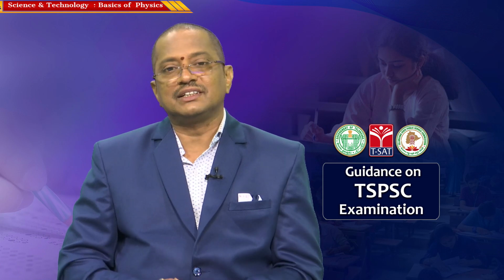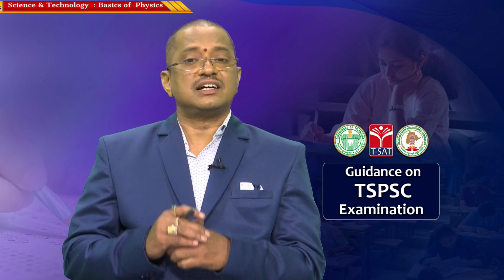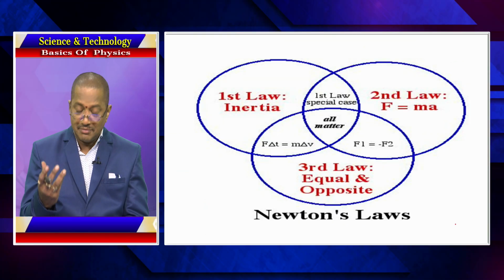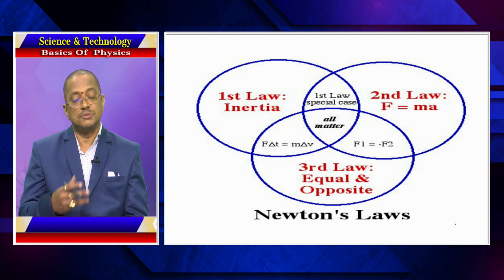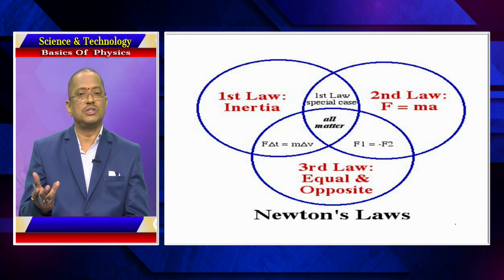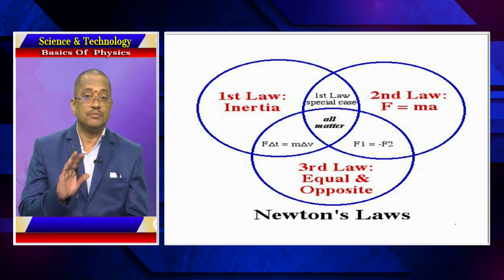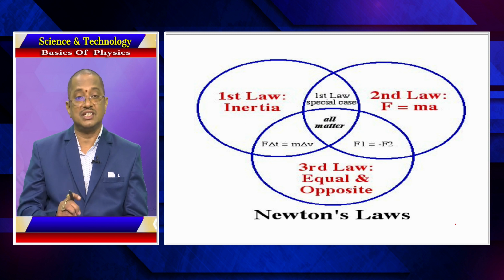Now, next one, the relation between Newton's laws. The first law represents inertia. As you know, until and unless an external force acts on it, the body will continue in the same position. When it is in constant speed motion, it stays in motion only. When it is at rest, it stays at rest only. Clear? That is called inertia. Simply, it states the law of inertia.